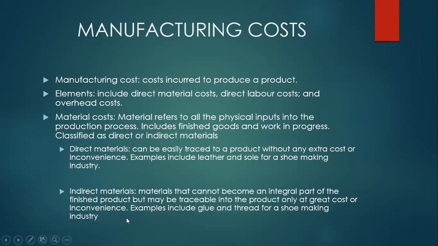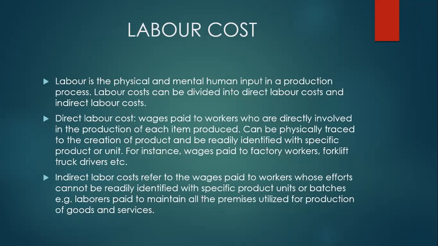Indirect materials are costs that cannot become an integral part of the finished product, but may be traceable into the product only at great cost or inconvenience. Like I mentioned, the cost of oiling the machines that will produce the water. These are what? Indirect material cost.